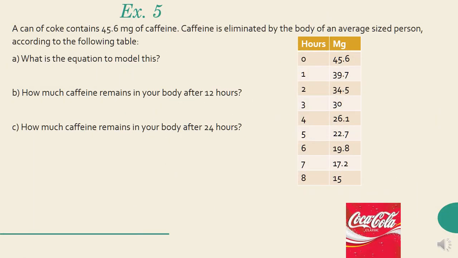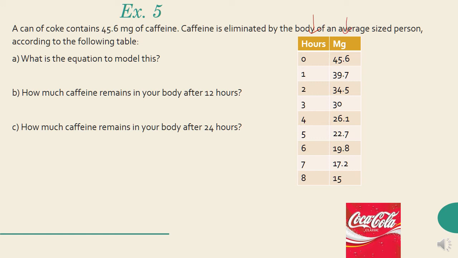Last example, it's about the trickiest one. This is based off real data. A can of Coke contains 45.6 milligrams of caffeine. Caffeine is eliminated by the body of an average-sized person according to the following table. So the hours it's been in your body and the remaining milligrams.